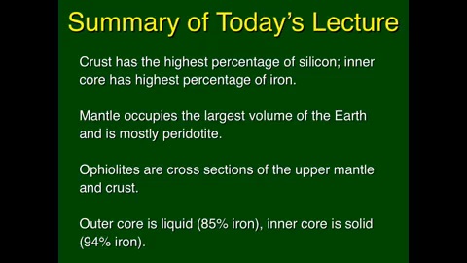So, to summarize today's lecture, we saw that there were four layers of the Earth: the crust, the mantle, the outer and inner core. The crust has the highest percentage of silicon, and the inner core has the highest percentage of iron. Mantle occupies the largest volume of the Earth, but it's mostly composed of a rock called peridotite. Ophiolites are cross-sections of the upper mantle and the crust, and these are key elements in telling us what the structure of the upper part of the Earth looks like. And then finally, the outer core is liquid, but the inner core is solid, and both have a very high percentage of iron.